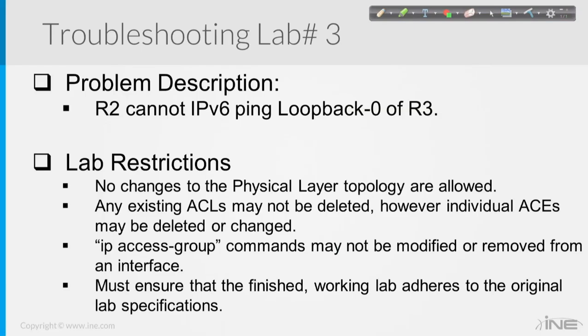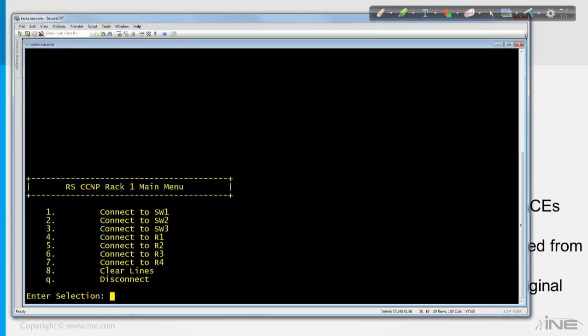So here we have an IPv6 problem. R2 cannot IPv6 ping the loopback 0 of R3. Let's verify that that is indeed a problem.